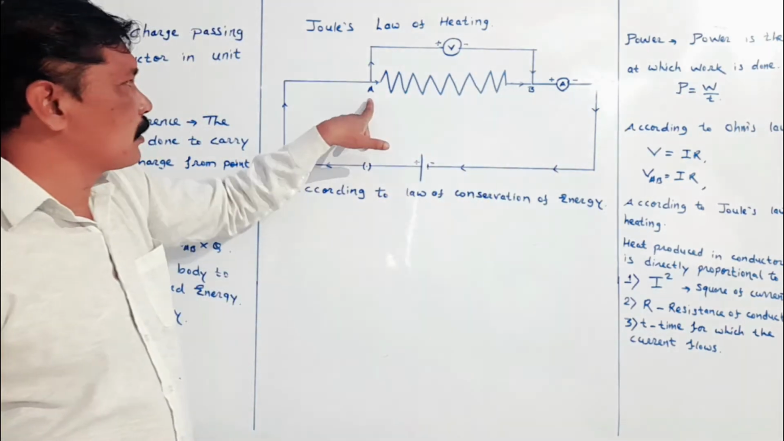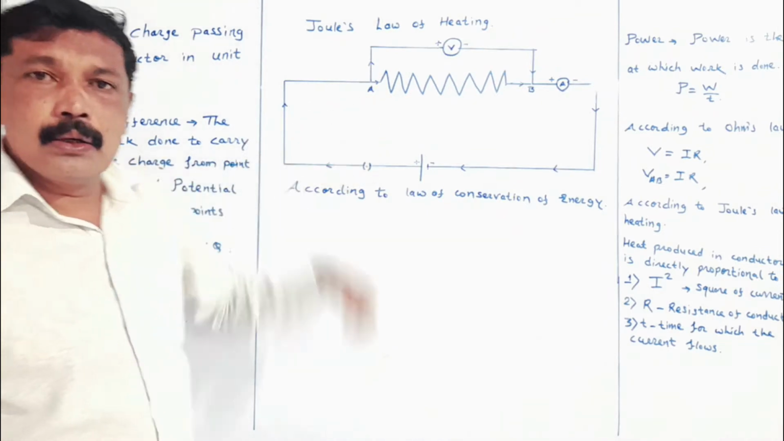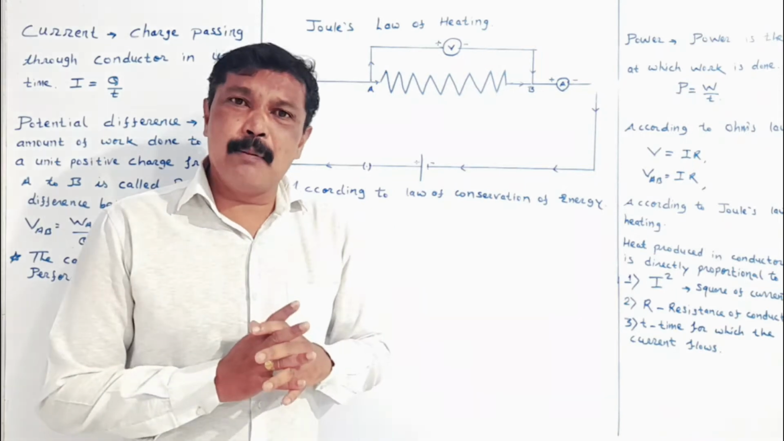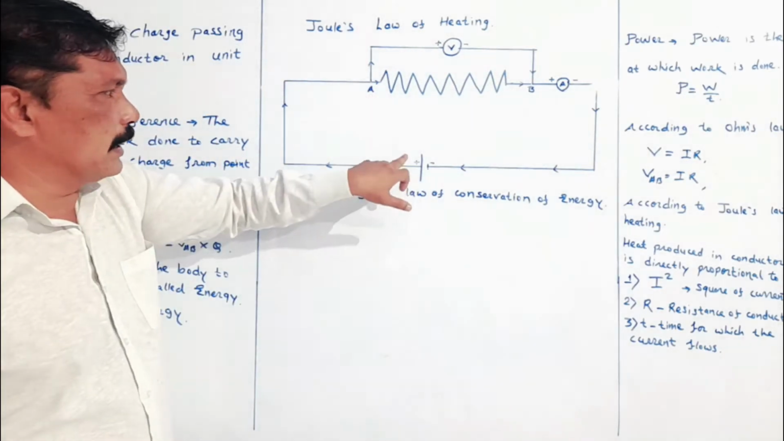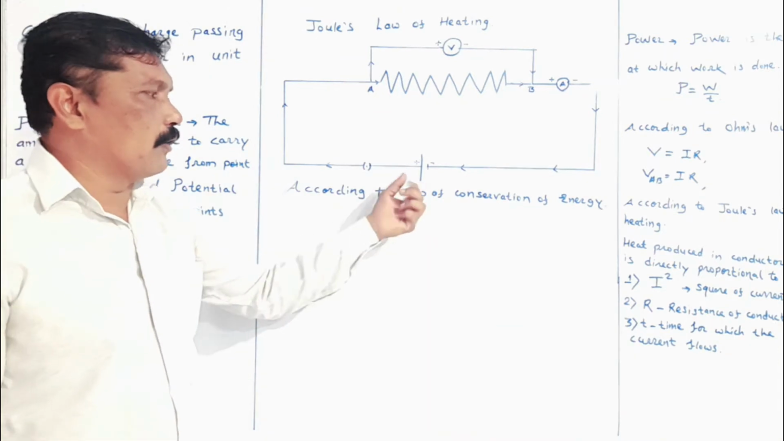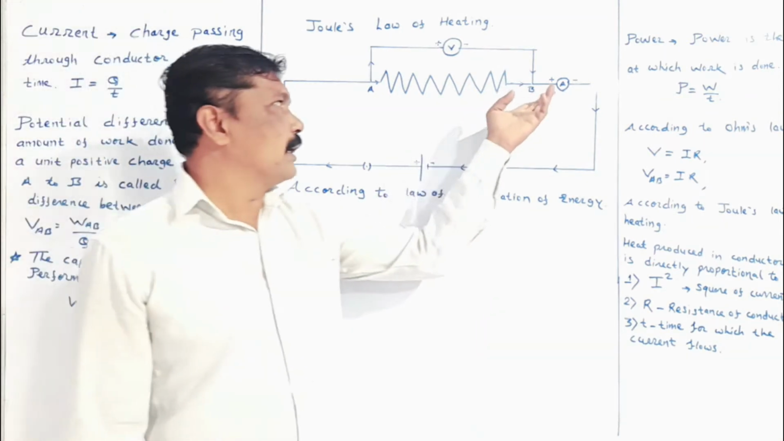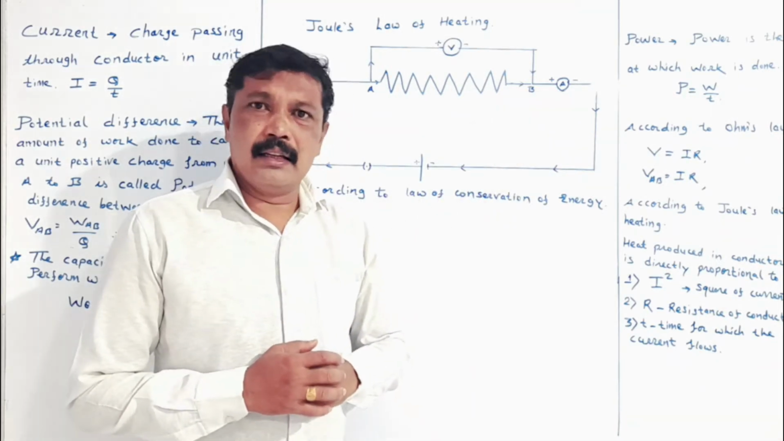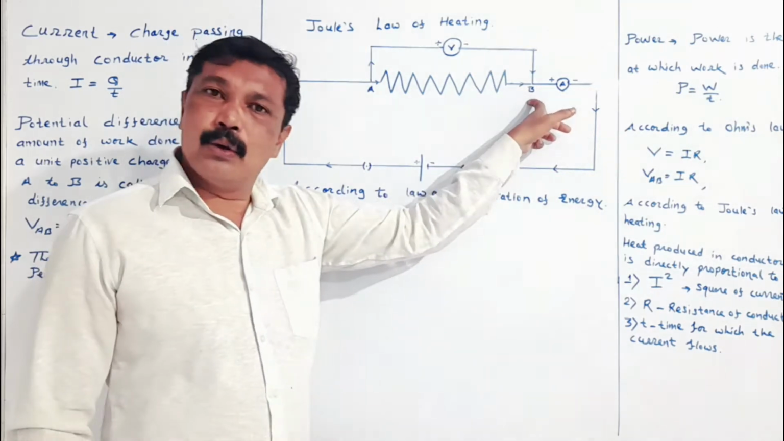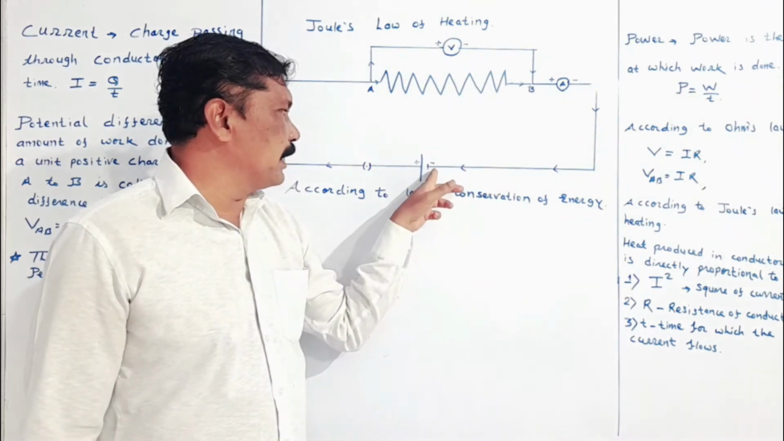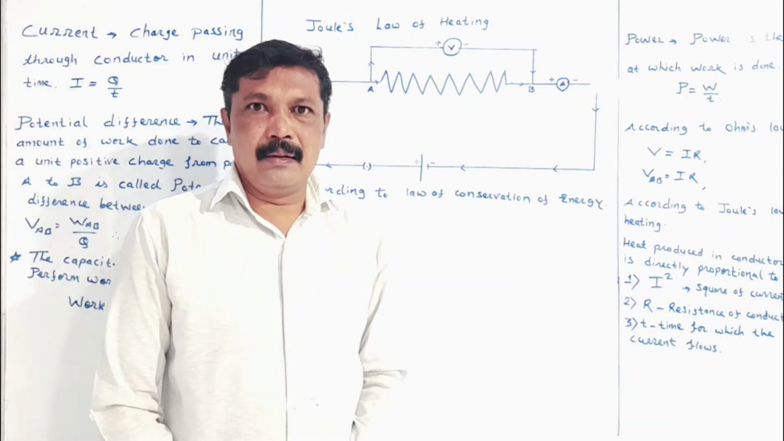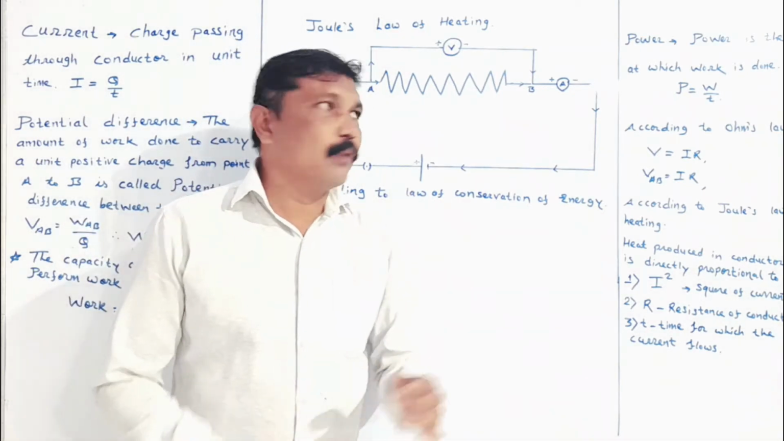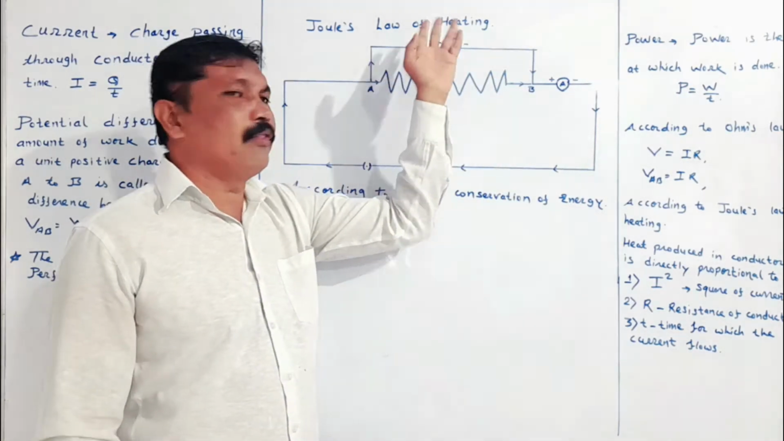Here point A is considered to be at high potential. Why is point A considered to be at high potential? Because point A is connected to the positive end of the cell. Point B is considered to be at low potential because it is connected to the negative terminal of the cell. Now we are ready to prove Joule's law of heating.